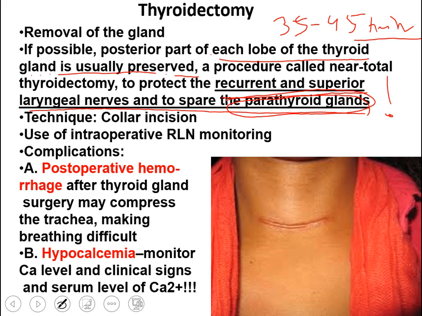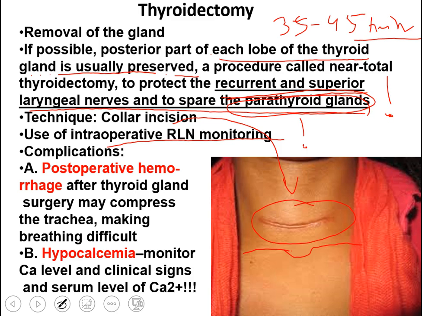A collar incision is usually used, as shown in this picture. The incision should be created in a curvilinear fashion in a skin crease approximately 2 centimeters, or 2 fingers breadth, above the superior edge of the clavicle and sternal notch. Use of intraoperative recurrent laryngeal nerve monitoring allows for an intraoperative assessment of nerve function. So before, during, or after removing the gland, it's very important to monitor whether you have damaged the recurrent laryngeal nerve.